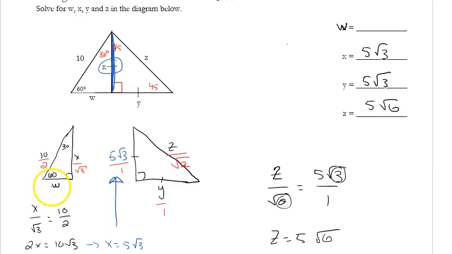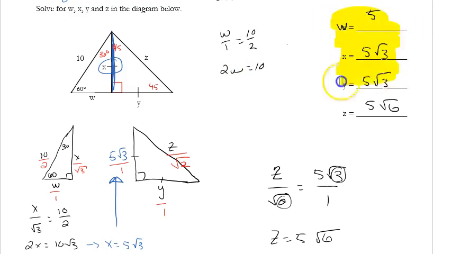Now, W is over 1, so I do need that. And I would set up W over 1 equals 10 over 2, 2W equals 10, and W equals 5. There's all of my sides. Be prepared for problems like any of these on tests and quizzes, and check in your homework packet as well.